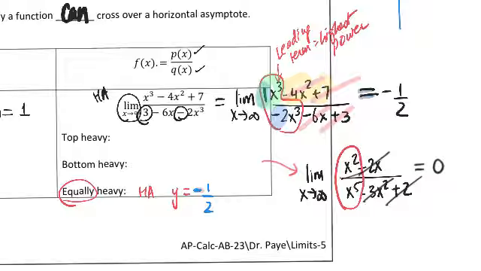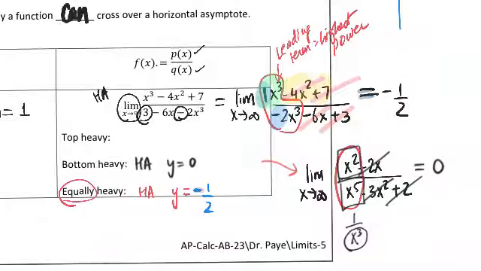The dominant term on top is x squared and on the bottom is x to the 5th. So that looks more and more like 1 over x cubed as x gets bigger and bigger. So as x gets bigger and bigger, 1 over x cubed gets closer and closer to 0, right? So for bottom heavy polynomials, the horizontal asymptote is at y equals 0.